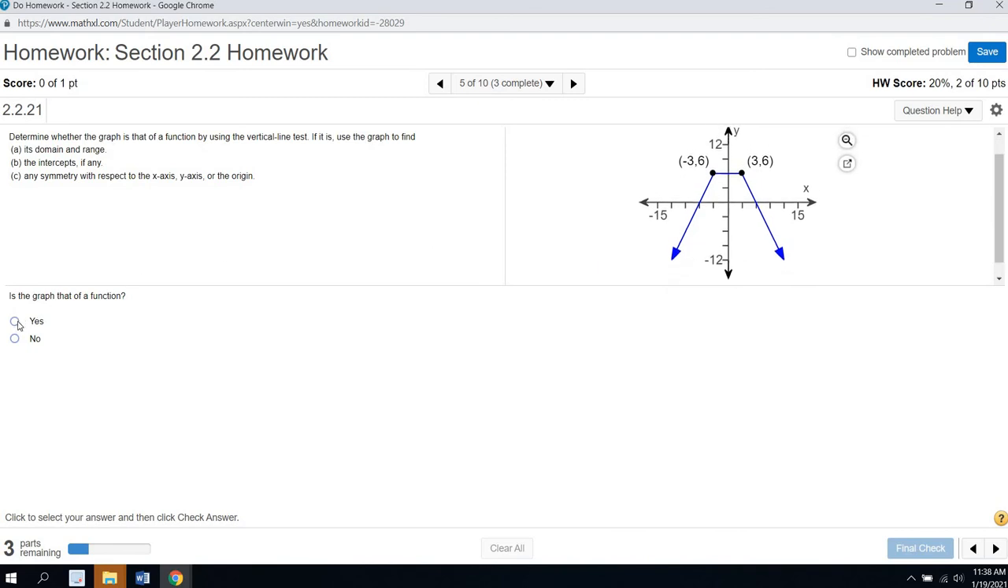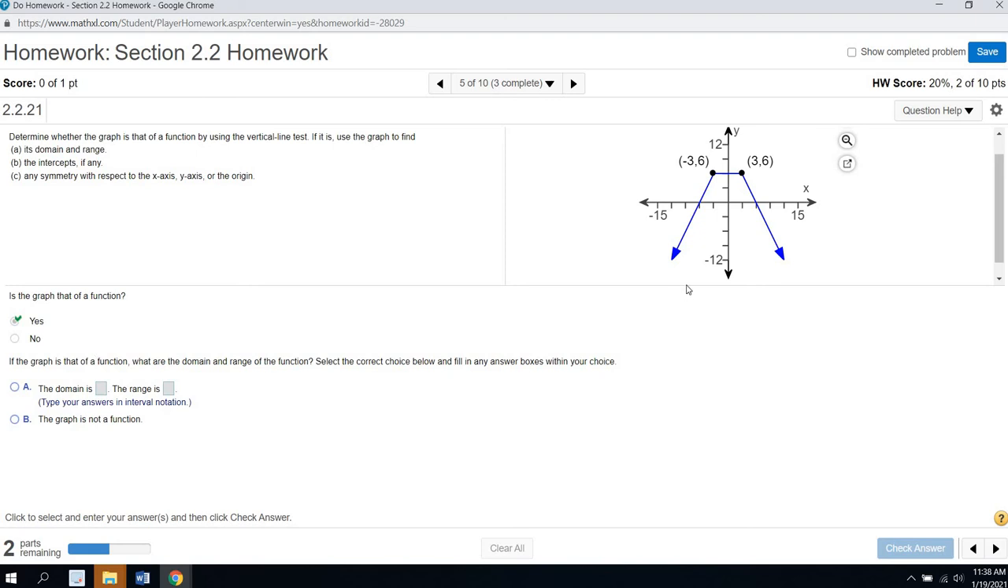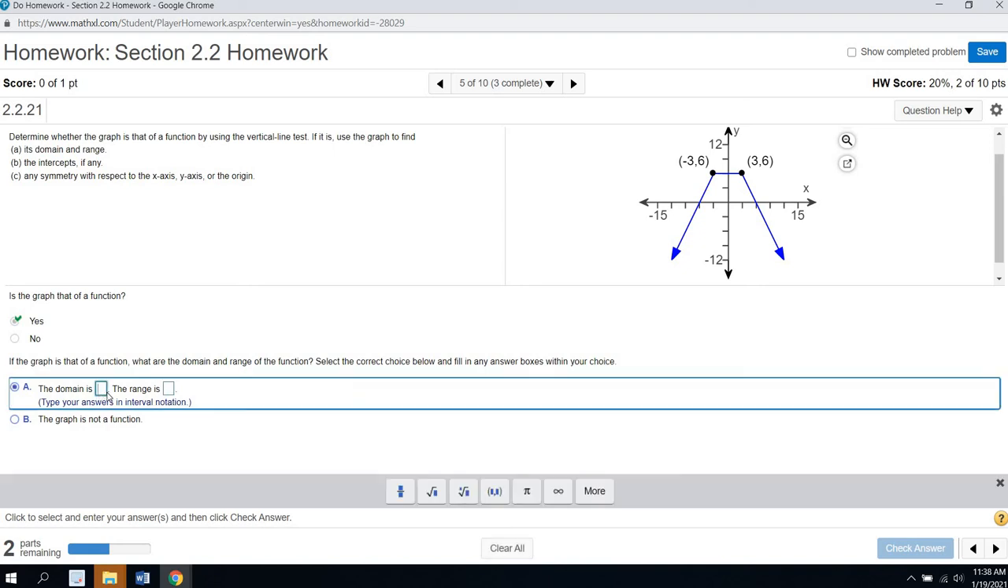Is it a function? Yes, it's a function. And so now I can start getting this question right. What's its domain? Well, the domain is where it goes to and from. And because of those arrows, the domain is all reals, or from negative infinity to infinity. Oops. I need to get a comma in there. I don't think one registered. At least I didn't see it.